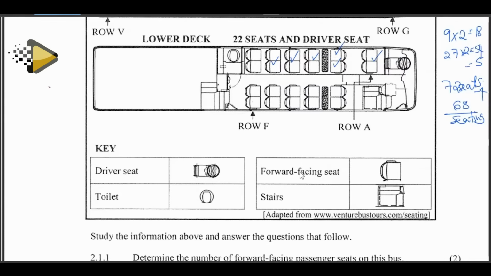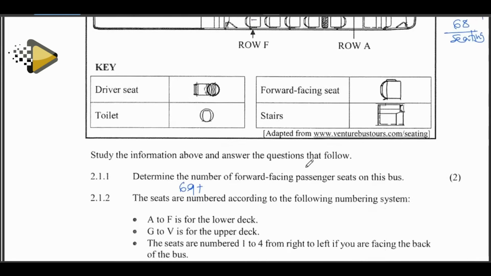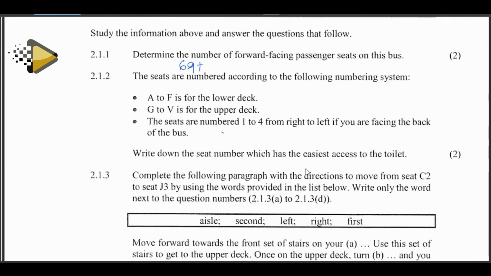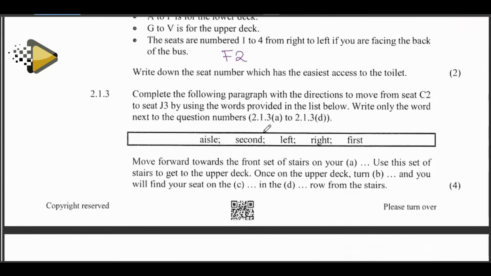You're saying from right to left. This could be our right, which is 1, 2, 3, and 4. Of this one, which one is easier? So I believe it's F2. Write down the seat number, saying F2.